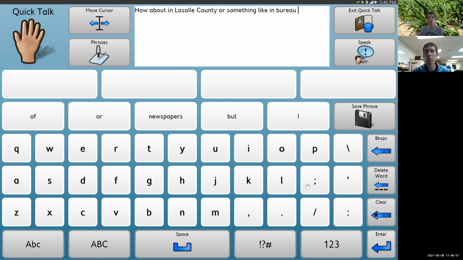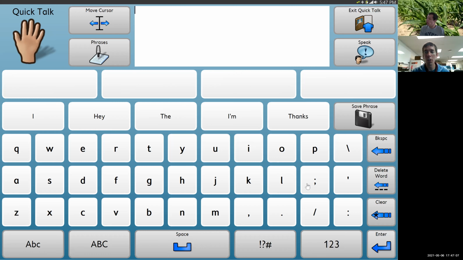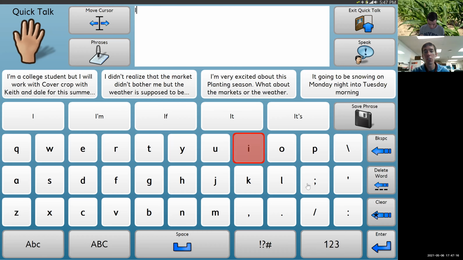How about in LaSalle County or something like in Bureau? I don't have anything in LaSalle or Bureau this year. Wouldn't surprise me if we end up that way on a field call or something like that this season, but I don't have anything planned for those counties this season.